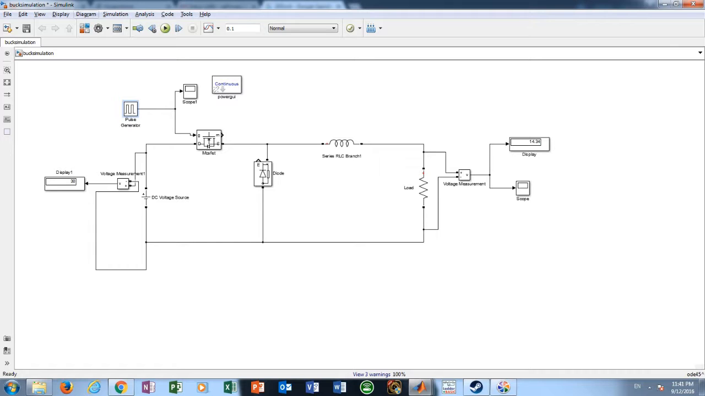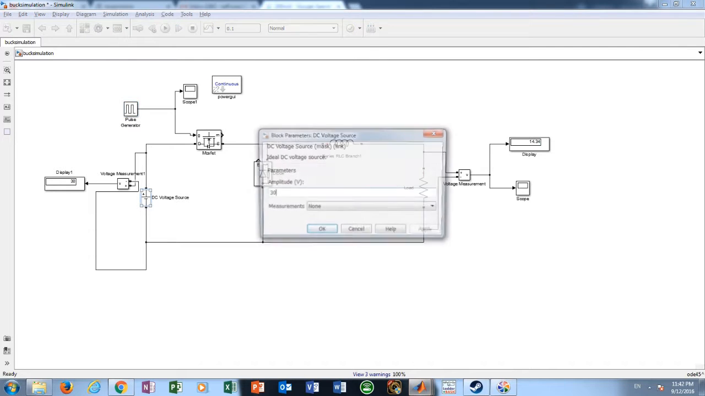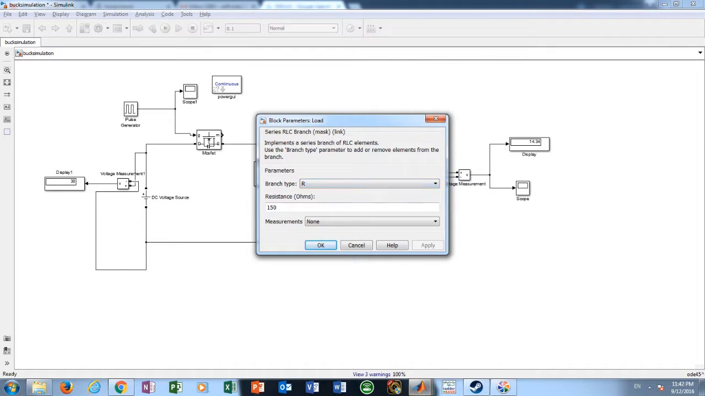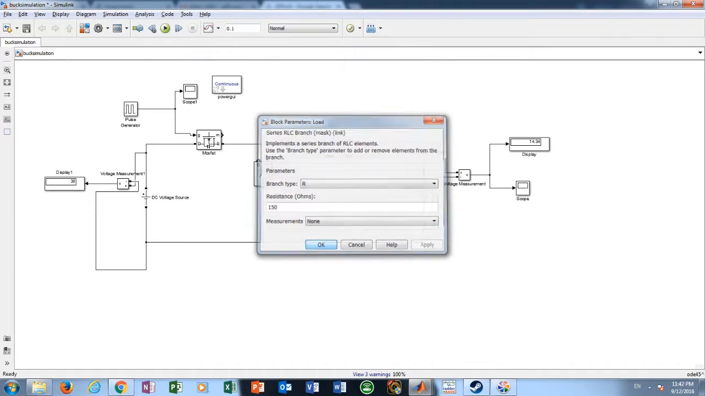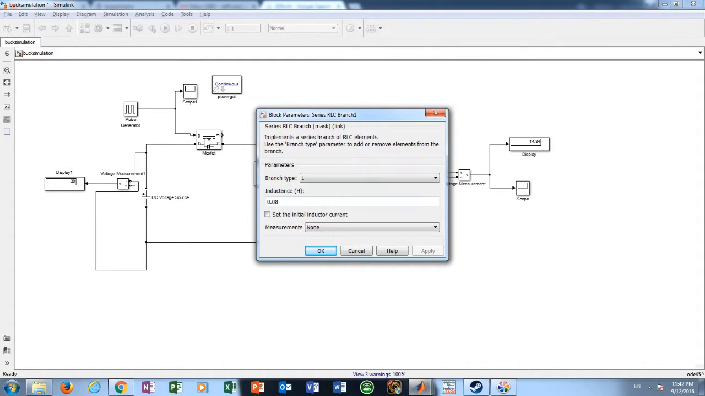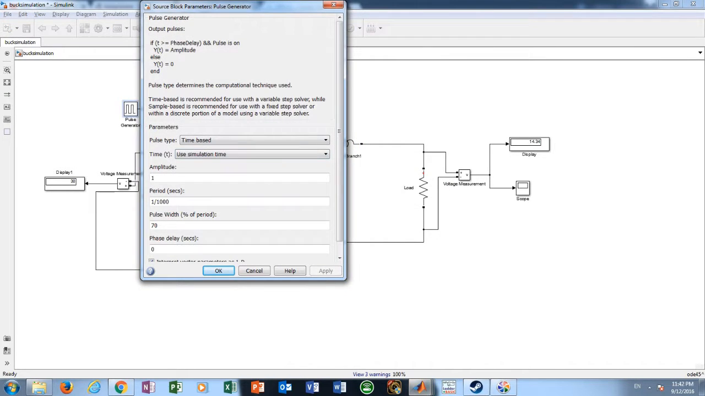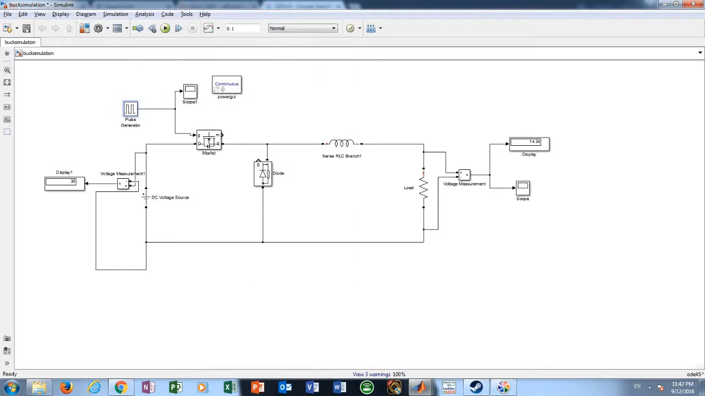Okay, so this is the circuit for the buck regulator. The voltage that we set is 13 volts. The value of the resistor is 150 ohms, and the value of the inductor is 18 millihenry. The function of the inductor is to smoothen the output voltage waveform. Okay, this is the period that we set for the frequency, which is 1/1000 seconds.